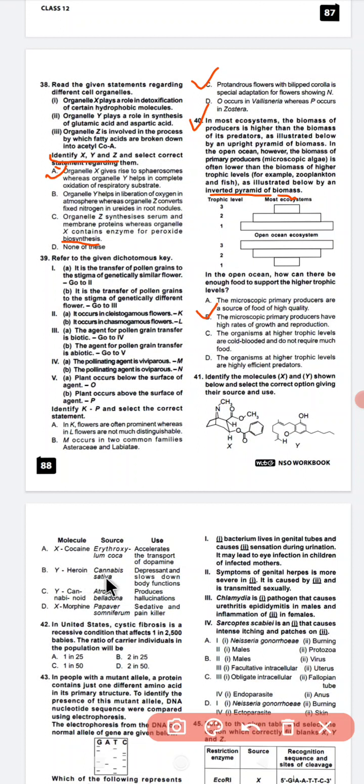Y is heroin, that is Cannabis sativa, depressant and slows down the body functions. Y is cannabinoid, Atropa belladonna, that produces hallucination. X is morphine, Papaver somniferum, sedatives and painkiller. You have to choose the best answer option among them, and the correct answer option is D. That is X is actually morphine, which is obtained from Papaver somniferum, and it is a sedative and painkiller.